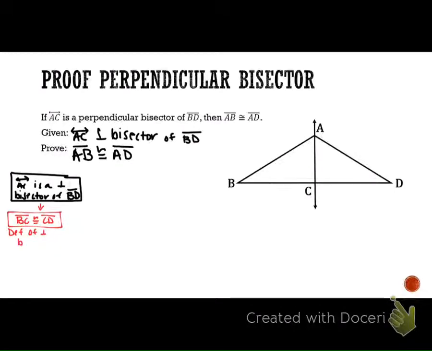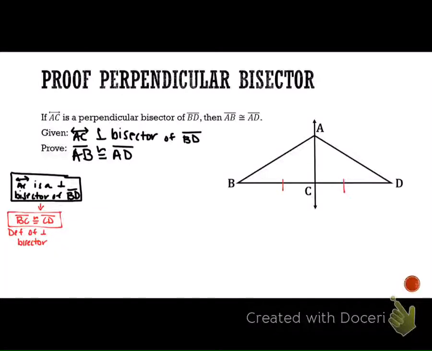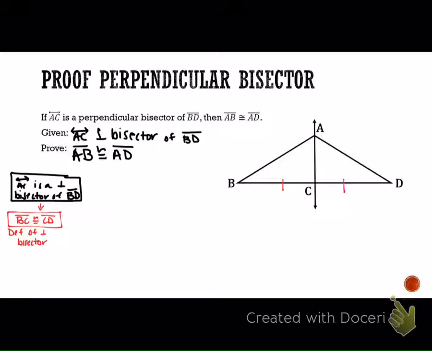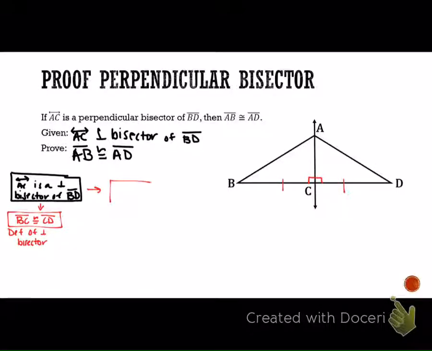We know something else because of that perpendicular. What do we know because of that being a perpendicular bisector? What else do we know because it's perpendicular? We're saying that AC is perpendicular to BD. What kind of angles are formed when it's perpendicular? So what are my two right angles? ACB and ACD. Good. So we know that ACB and ACD are right angles. So that comes off of here.